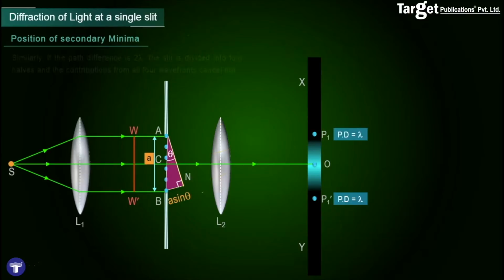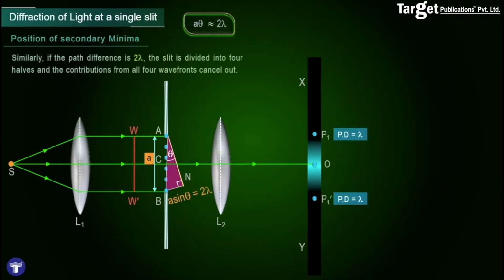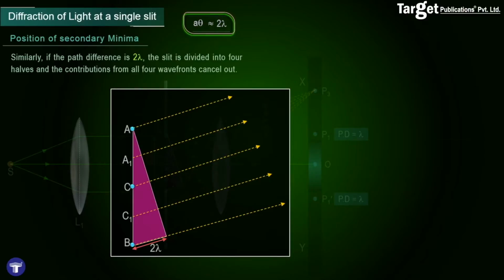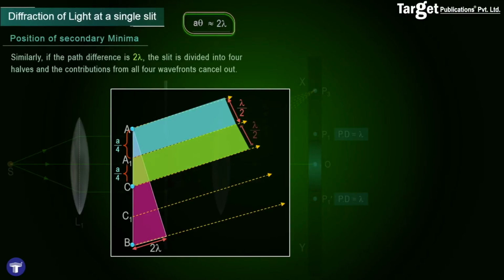Similarly, if I assume that the path difference between the rays is 2 lambda, then I divide the slit into 4 parts and observe that the contributions from each of these 4 parts cancel out because each part will occupy a slit width of A by 4, and for every point in the first quarter of the wavefront, there will be a point in the second quarter such that they lie A by 4 apart.